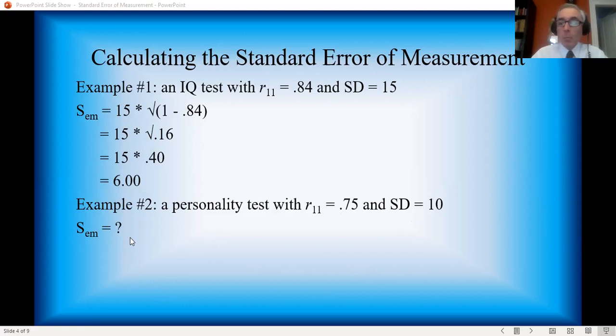So setting it up, it would be 10 times the square root of the quantity 1 minus 0.75. This does give you a whole number again, because 1 minus 0.75 will be 0.25. The square root of that is 0.5. 0.5 times 10 gives you 5.